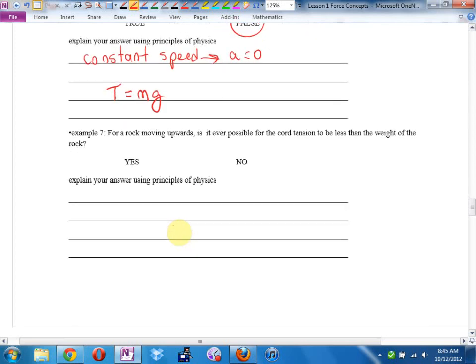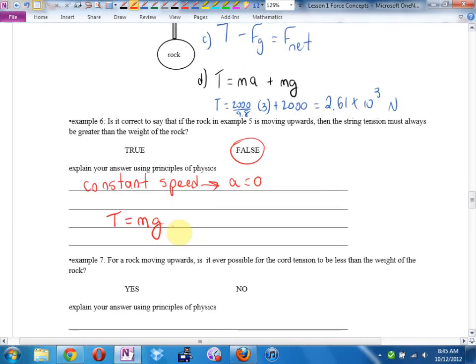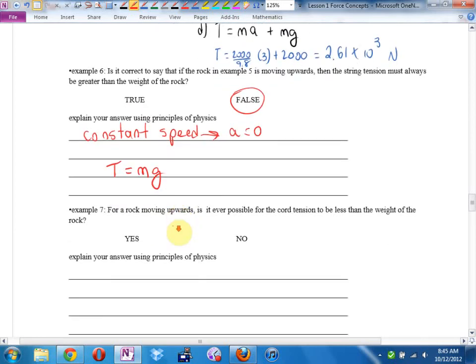Example 7. For a rock moving upwards, is it ever possible for the cord tension to be less than the weight of the rock? So now let's go back to this equation, think about various permutations. Can it ever be less than the weight of the rock? Yes or no, and convince me. I've just shown you that it can be equal to the weight of the rock. Can it be less than? Can the acceleration be negative?